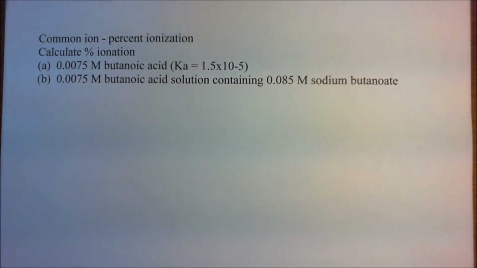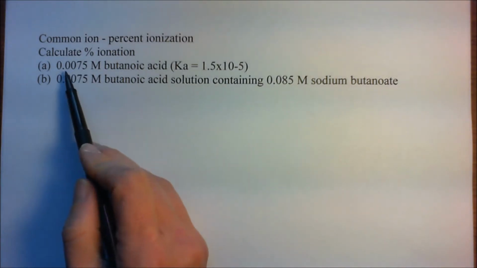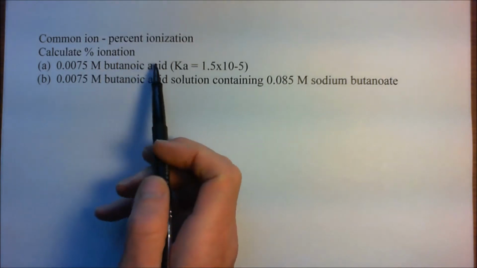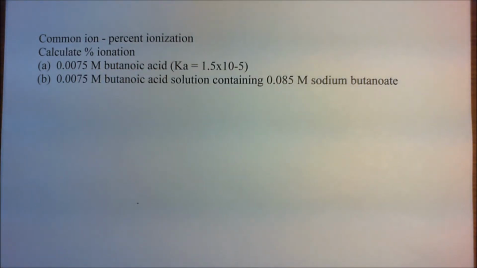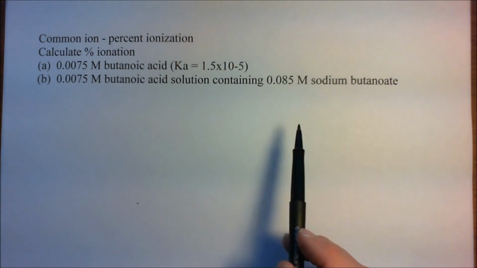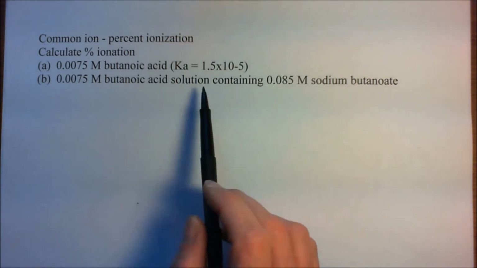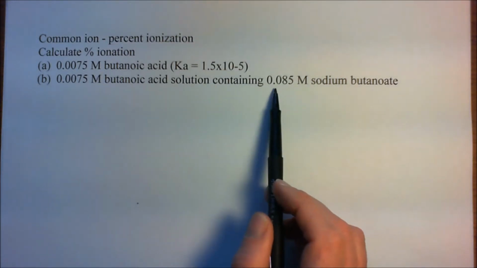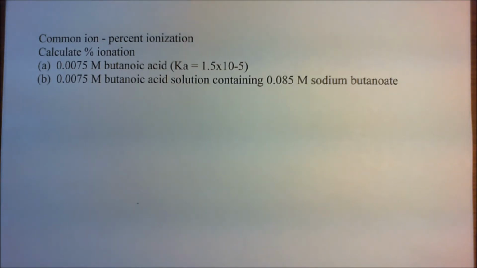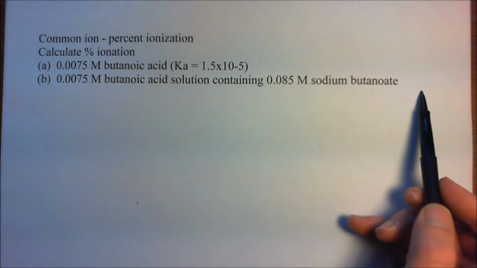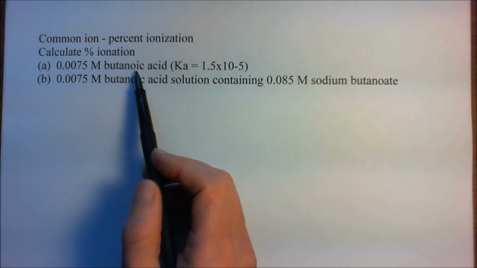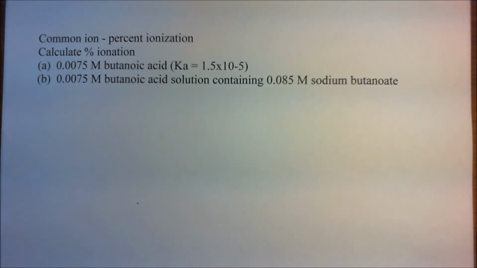So this problem illustrates what the common ion effect will do to percent ionization. We have a 0.0075 molar butanoic acid solution, and we should be able to calculate the percent ionization pretty easily from that, and there are other examples which I've done. And then what happens if we make this same solution 0.085 molar in sodium butanoate? The butanoate is the conjugate base of butanoic acid. And what will happen from there?